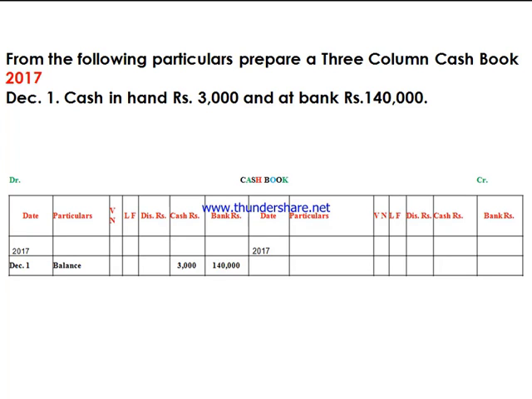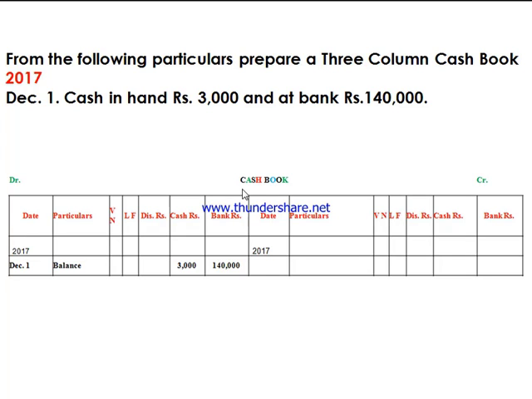He said in the beginning, from the following particulars, prepare a 3-column cash book for the year 2017. The first transaction is December 1st, cash in hand 3000 and cash at bank 1,40,000. As we see that there is no name of the business in the question, so just ignore the name and the remaining is the cash book.